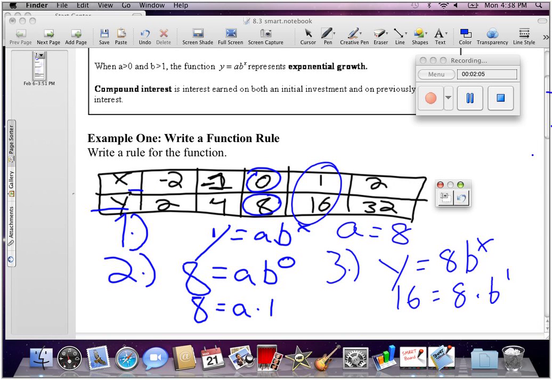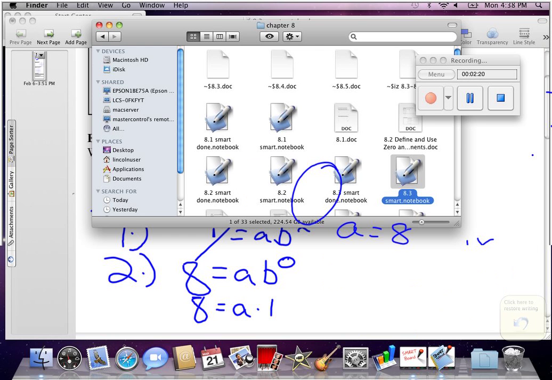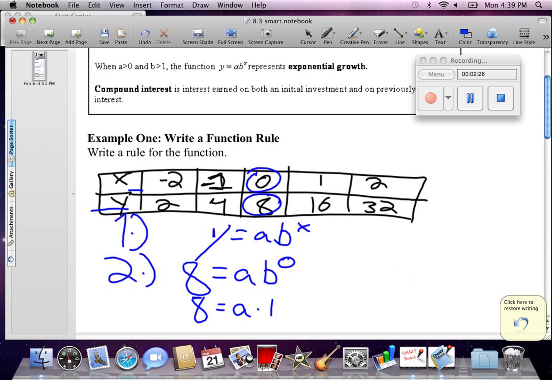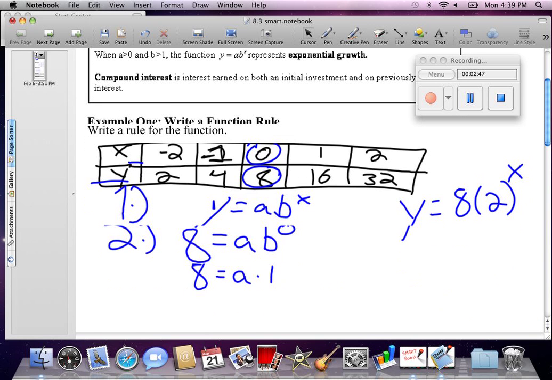So I have to figure out anything to the first power is itself. So what do I take to the first power that when I multiply it by 8 gives me 16? Well, b is going to equal 2. So now I have my final equation, which is going to be y equals 8 times 2 to the x. All right, so we're going to go ahead and move down and look at graphing these.